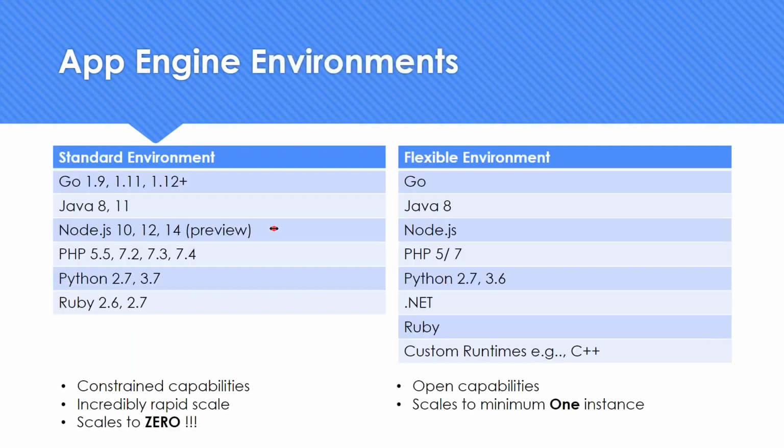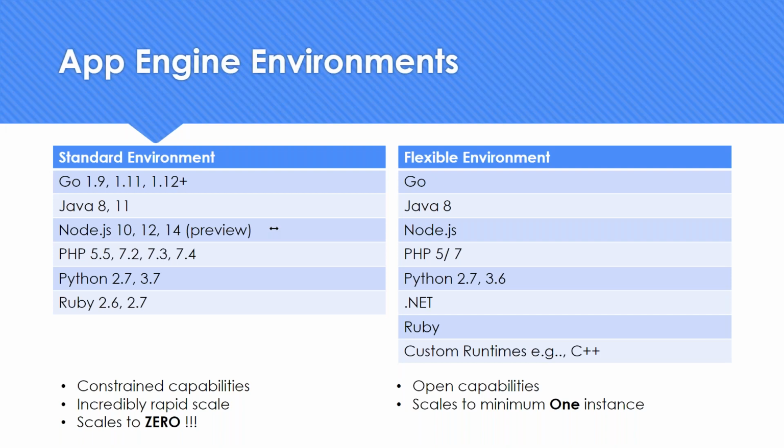Now in App Engine, you have two flavors. One is called the standard environment. The other is called the flexible environment. So in standard environment, usually because this is focused on web applications, Google provides you some support for some specific languages. If it's a specific language you need to run, you need to have a runtime for it.